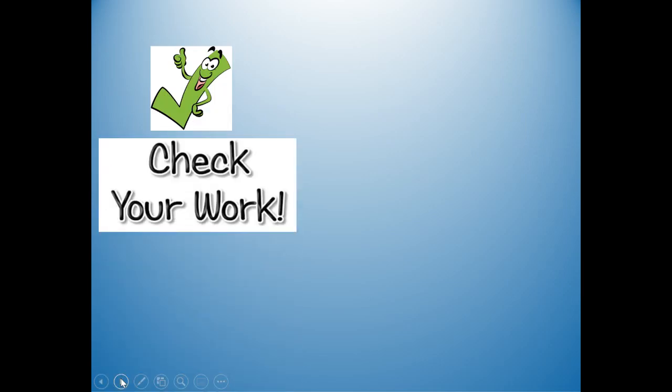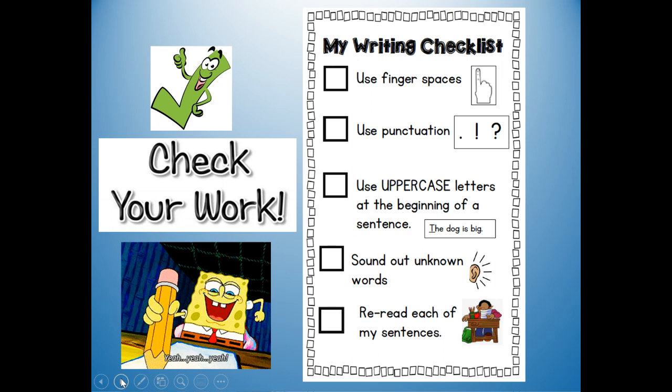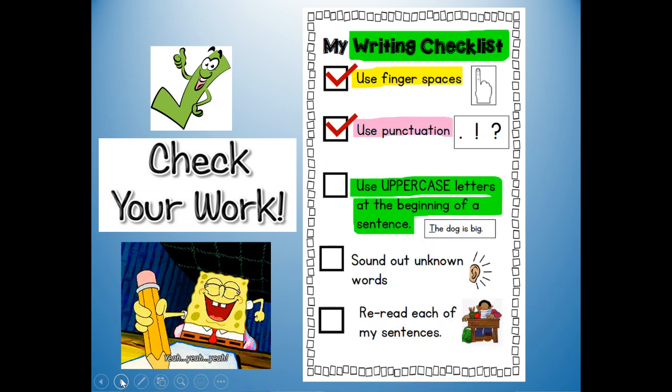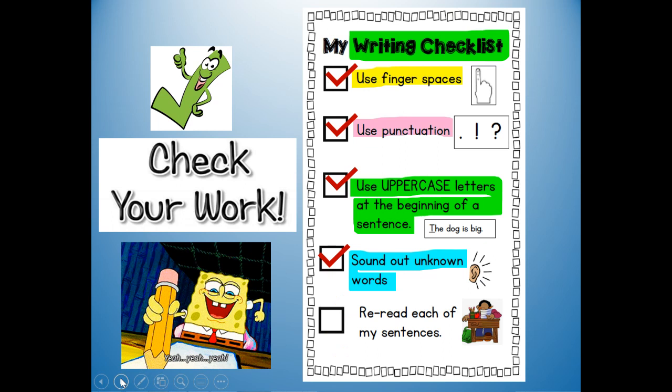All right, so check your work. You're going to check each of your three sentences using our writing checklist. Did you use finger spaces between your words? Did you use punctuation like a period at the end of each of your sentences? Did you use uppercase or capital letters at the beginning of each of your sentences? Did you sound out unknown words that you didn't already know how to spell? And my favorite, did you reread each of your three sentences to make sure they make sense? If you need to, push pause and look at your writing checklist and look at your three sentences. Make sure they have these things in your sentences. And when you're done checking your writing, push play.